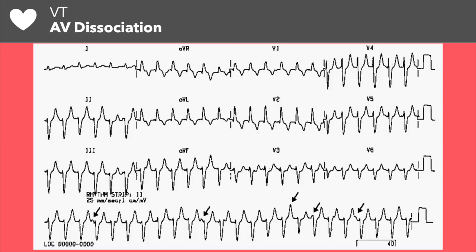Alright, so what is AV dissociation? We covered that. It's kind of like the third-degree heart block thing. The P waves are at different rates than the ventricular rate. The arrows seen in this ECG identify where the P waves are hiding. AV dissociation is an insensitive finding though.